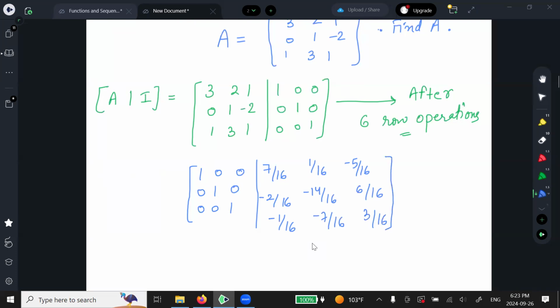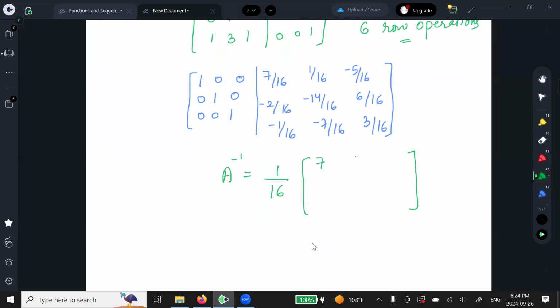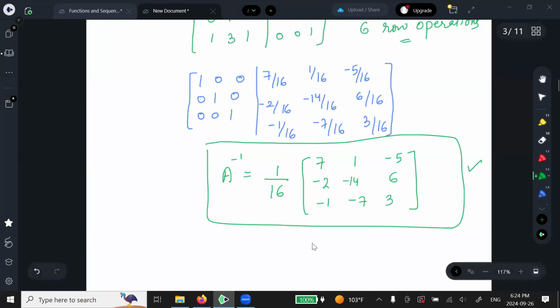How many want me to go over the basics of fractions? Well, you could take the 1/16 out, and you could write A inverse as 1/16 times the whole matrix. If I ask you to find the A inverse, this is the answer. This is perfectly fine. Good?